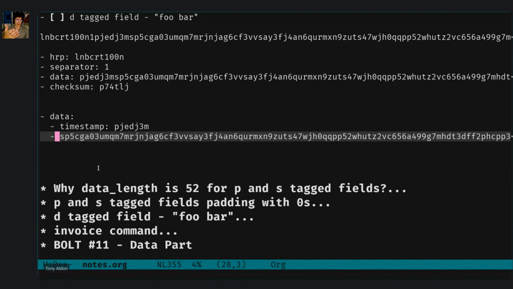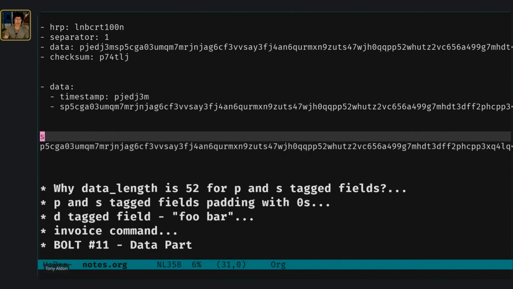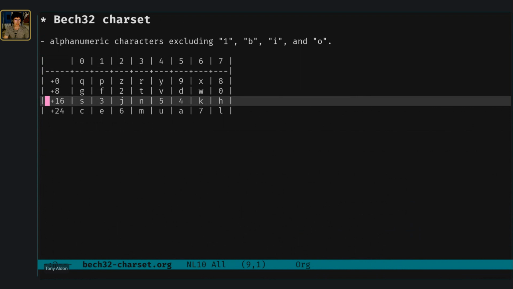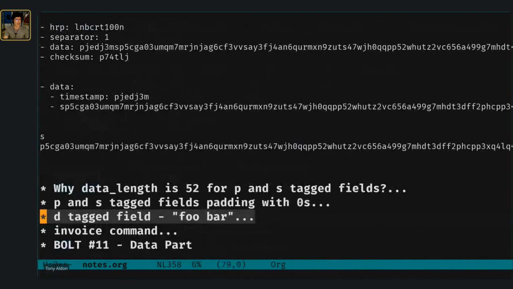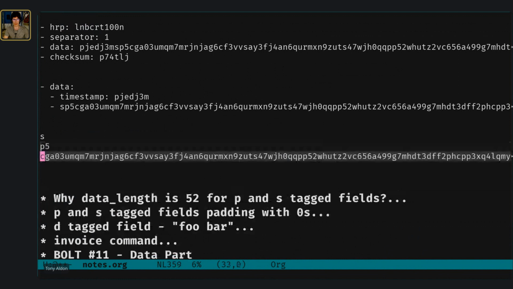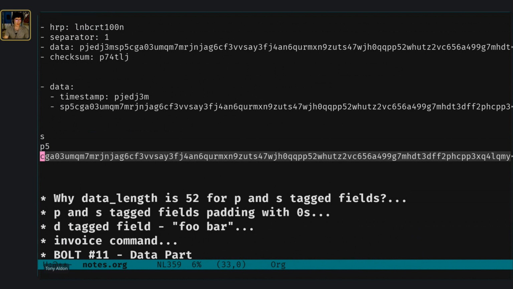So we read that string and we say, okay, let's take it and go further. Timestamp, and now this is the tagged field. So we encounter an S. Okay, cool. An S, we know that this is a type that is defined, and if we go to the bech32 charset, an S is here, and corresponds to 16. So we have an S, and we have 10 bits after that tell us the size, which should be 52. So we have a P5 written in bech32, and this corresponds to 52 bech32 characters. And if we jump 52 characters, we get there.